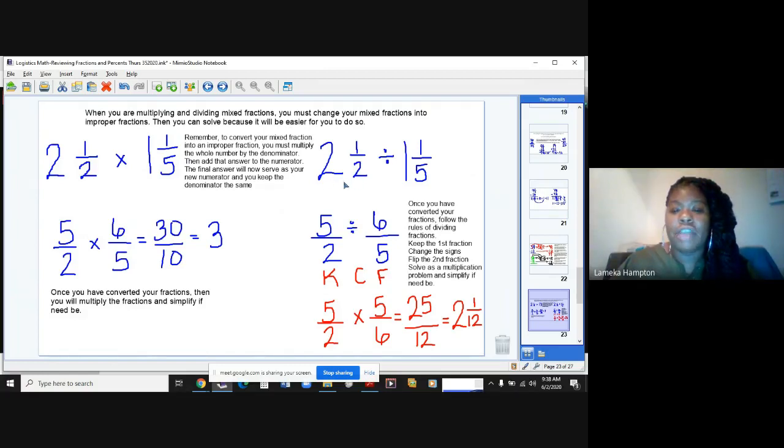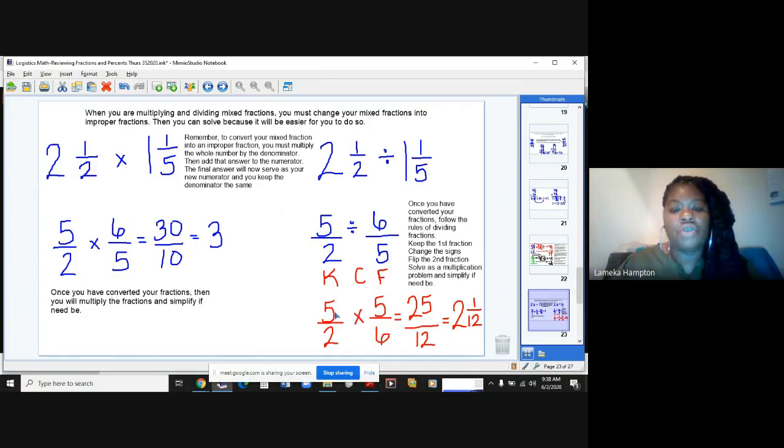So again, I converted both of my mixed fractions to improper fractions. And as you can see, I went ahead and applied the keep, change, flip rule. Okay, so I kept my first fraction the same. So 5/2 stayed the same. I changed my division sign to multiplication because they are inverse operations of each other. Then I flipped my second fraction. So 6/5 is now 5/6. Okay. So I now have a multiplication problem.